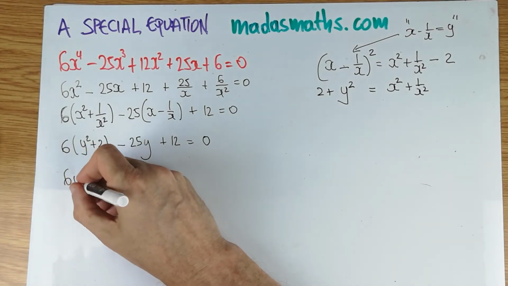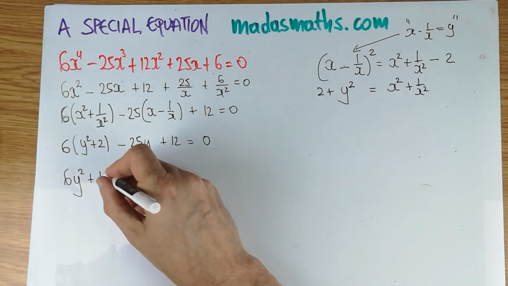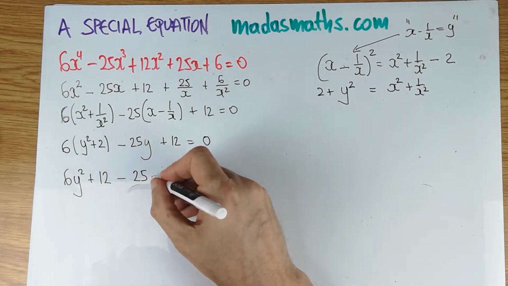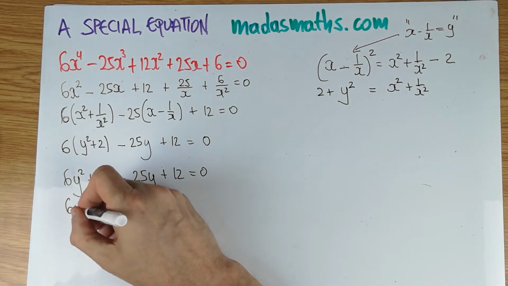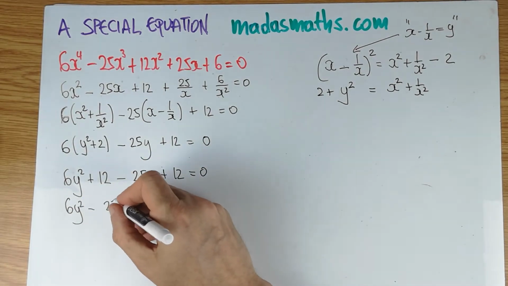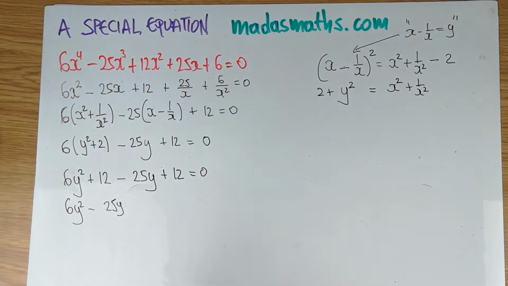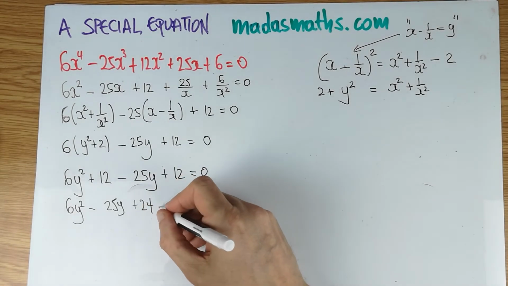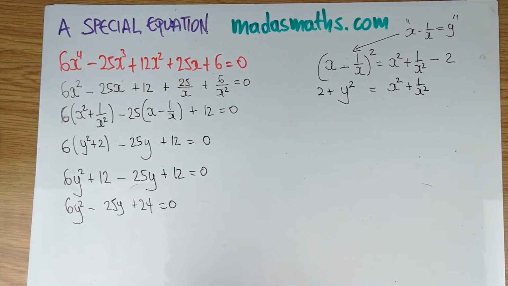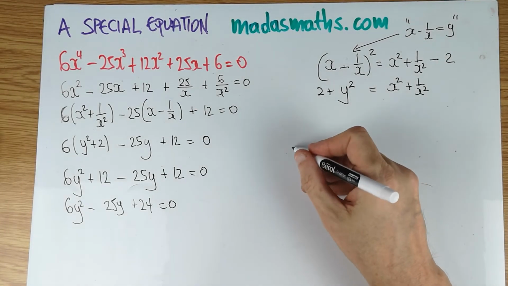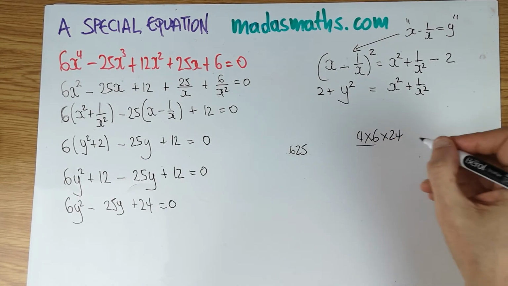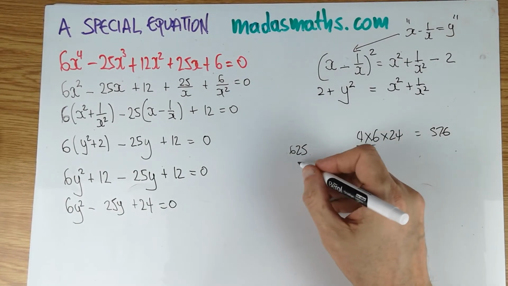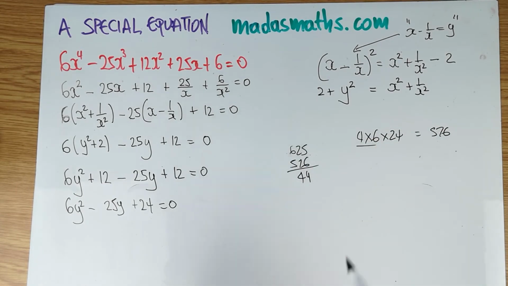So we get 6y squared plus 12 minus 25y plus 12 is equal to 0. 6y squared minus 25y, and the 12 plus 12 is 24. I don't know if that factorizes. I'm not going to use a calculator. 25 squared is 625. 4 times 6 times 24, 24 times 24 is 576. And 576 subtracted from that is 49. So it's a perfect square, so it does factorize.